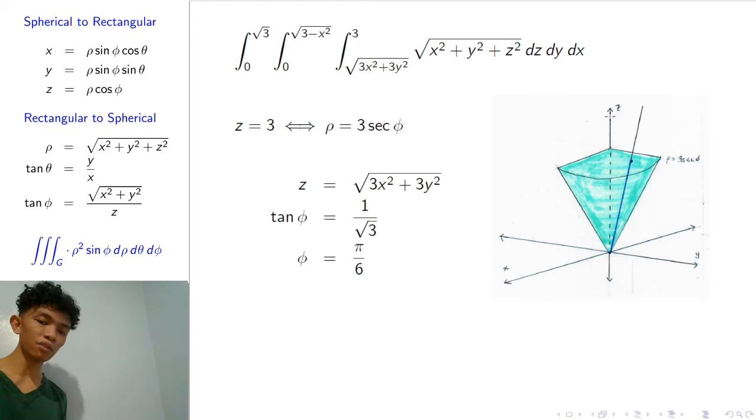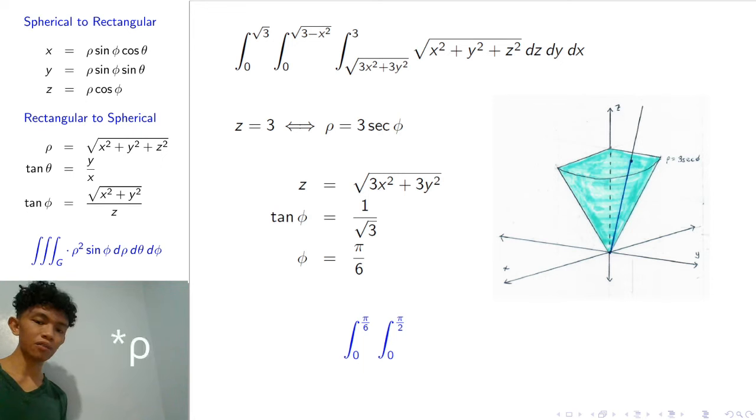So you'll run your phi from the positive z-axis up until the cone, 0 to pi over 6 that is. So you get these bounds for phi. For theta, you get 0 to pi over 2 because your projection onto the xy plane is just on the first quadrant. All arguments in the first quadrant are covered.